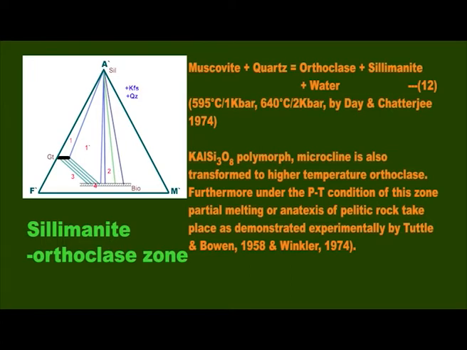This reaction was carried out by Day and Chatterjee in 1974 at 595 degrees centigrade and 1 kilobar, and 640 degrees centigrade and 2 kilobar. Another important thing is that the KAlSi3O8 polymorph microcline is also transformed to higher temperature orthoclase. Furthermore, under the PT condition of this zone, partial melting or anatexis of pelitic rocks takes place, as demonstrated experimentally by Tuttle and Bowen in 1958 and Winkler in 1974.